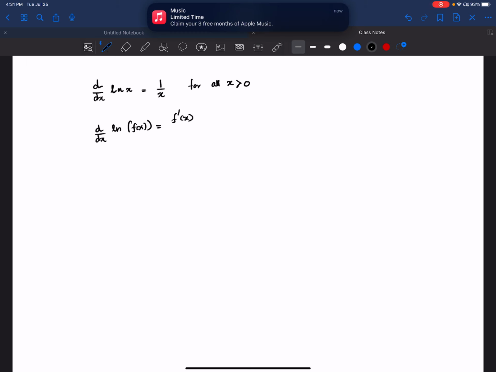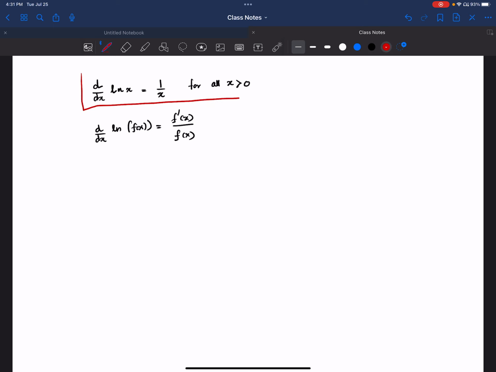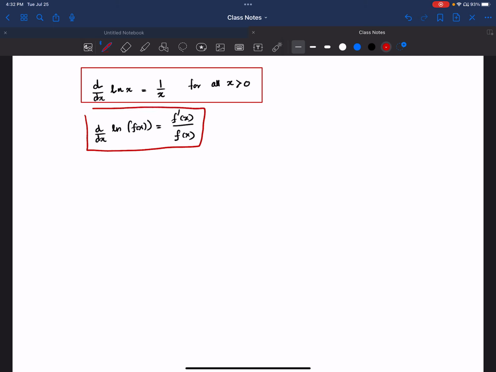x divided by f of x. So these are the two equations that we're going to be using in this video for the problems. Let's take a look at the first problem.